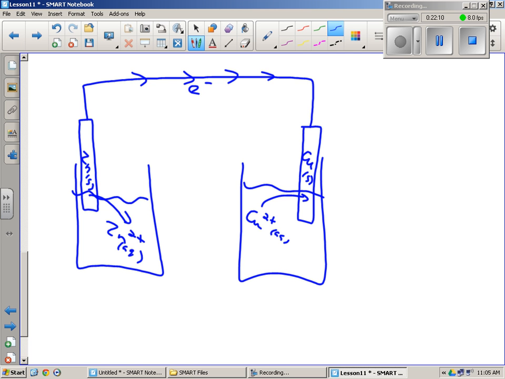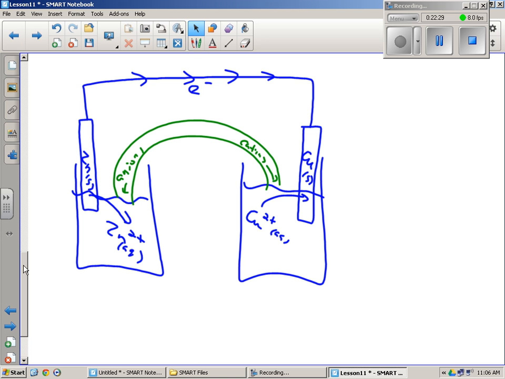Okay? Of course, if we didn't have a salt bridge, this might slow down or stop. So we need to add in a salt bridge here. And we're just going to put here anions go this way, cations go that way. Let's go that way, that way, that way.